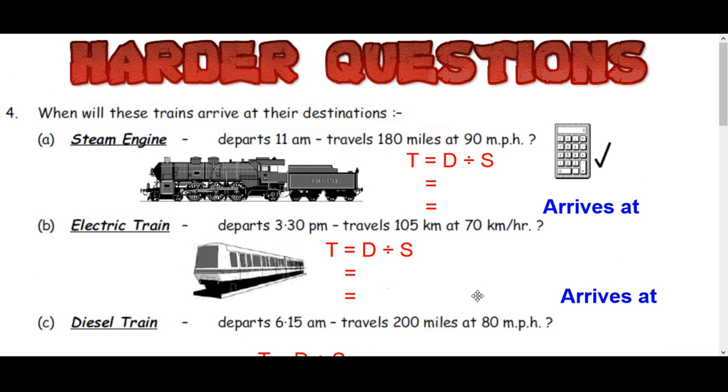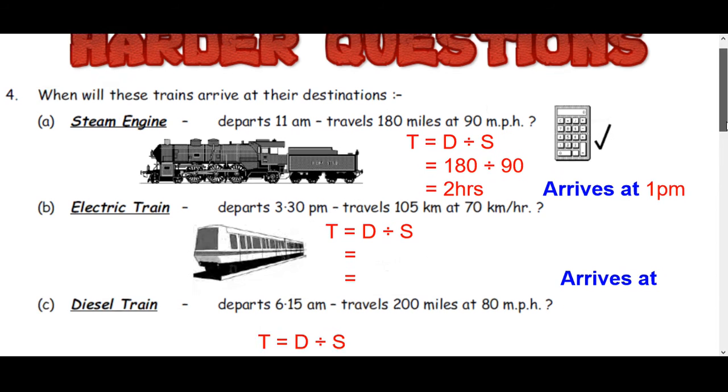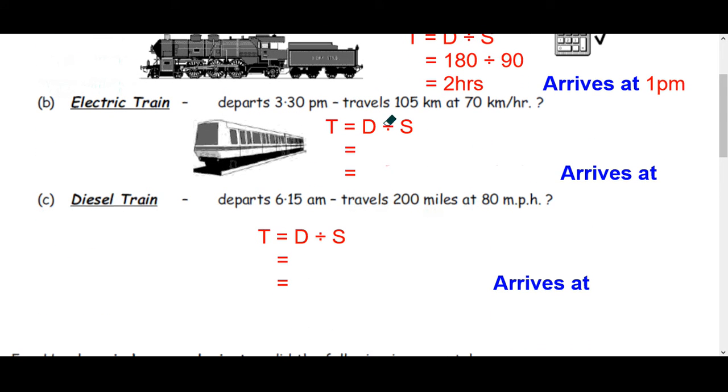Okay, so hopefully you've had a chance there to have a go at these questions. Let's go over the answers. So the first one, when will these trains arrive at their destination? Time is distance over speed, 180 over 90, which is 2, and then go 2 hours forwards, that's 1 p.m. Right, next one, travels 105 kilometers, 70 kilometers an hour, so get the time it traveled. 105 divided by 70, 1.5 this time, that's 1 hour and 30 minutes. Go forwards 1 hour and 30 from there, so it arrives at 5 p.m.